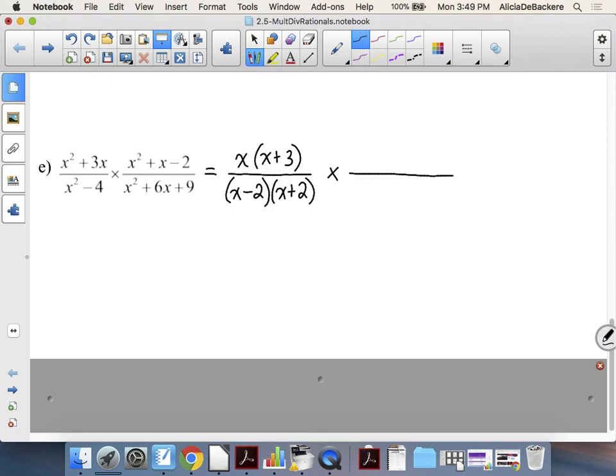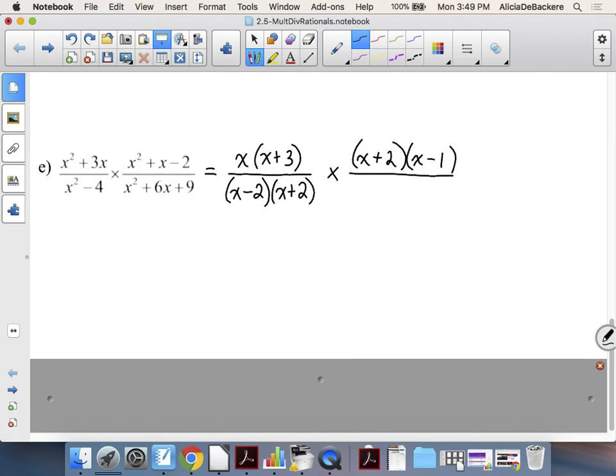Looking at the second fraction in the numerator, I see a simple trinomial. So I'm looking for 2 numbers that multiply to negative 2 and add to positive 1. And I'm going to put x's at the front of the brackets and those 2 numbers at the back of those brackets. So it'll be positive 2 and negative 1.